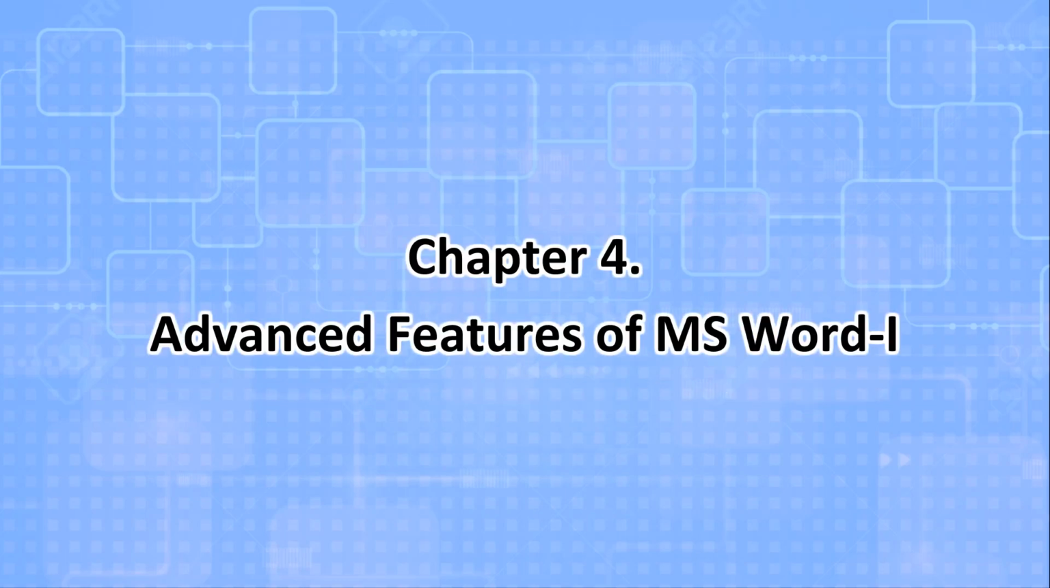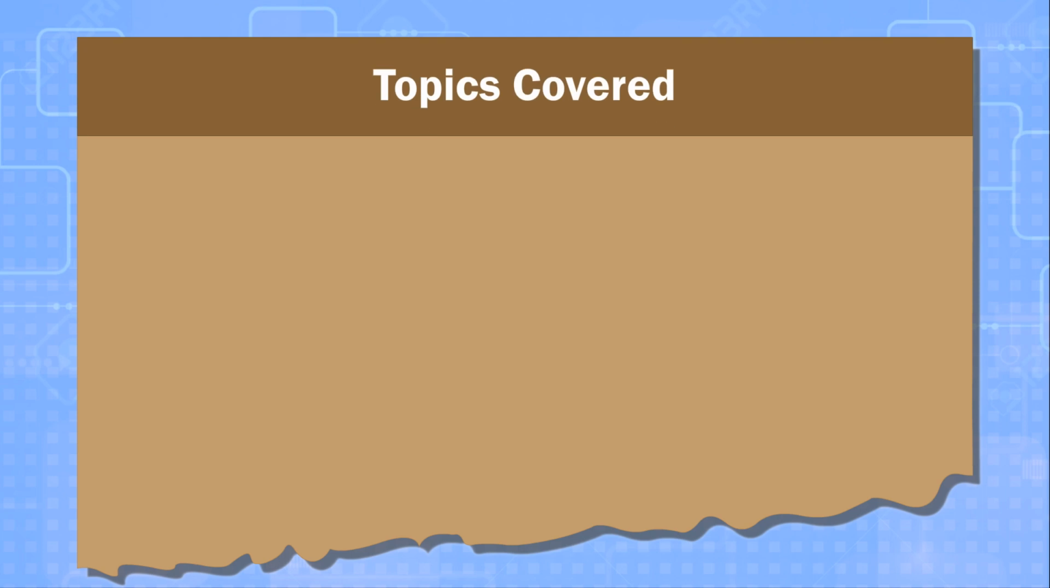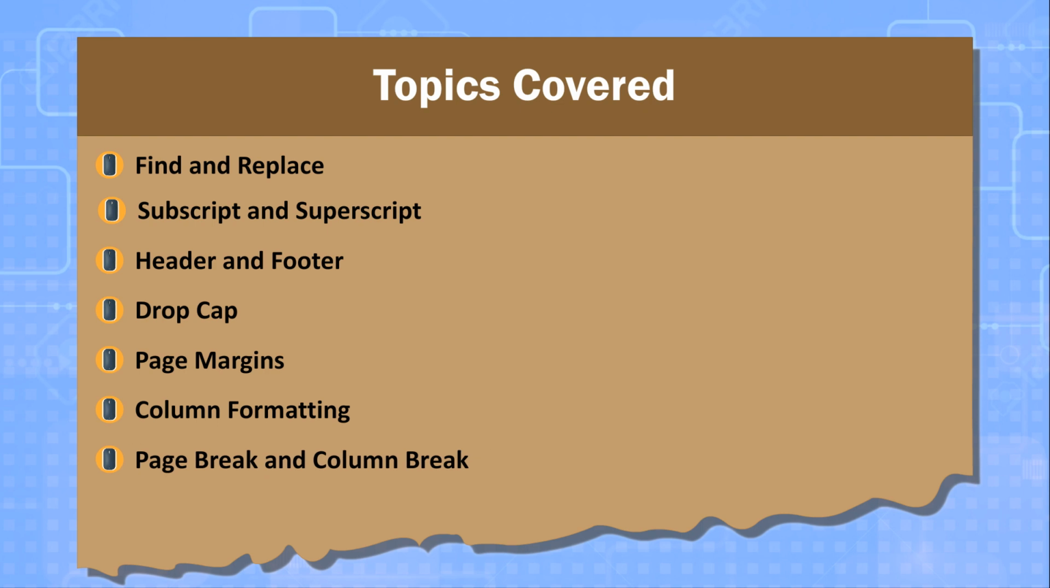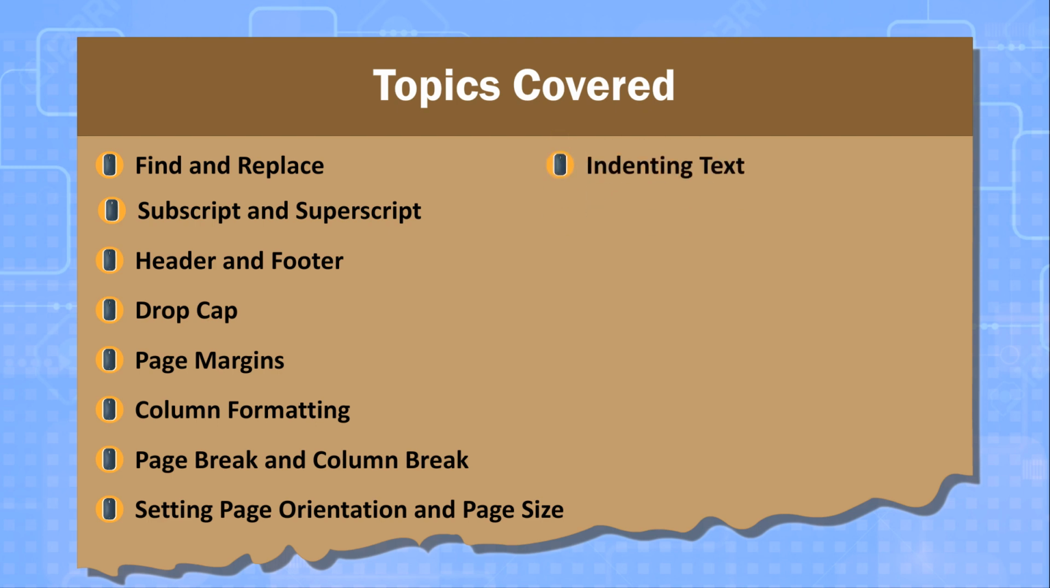Chapter 4: Advanced Features of MS Word 1. Topics covered: Find and replace, subscript and superscript, header and footer, drop cap, page margins, column formatting, page break and column break, setting page orientation and page size, indenting text.